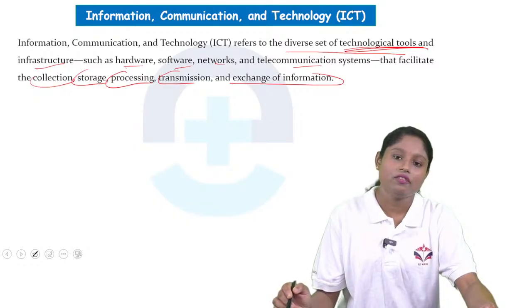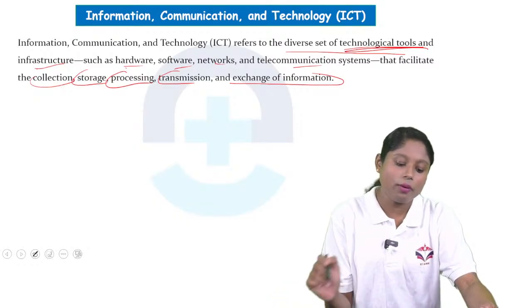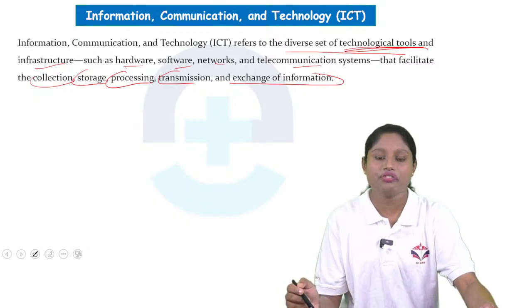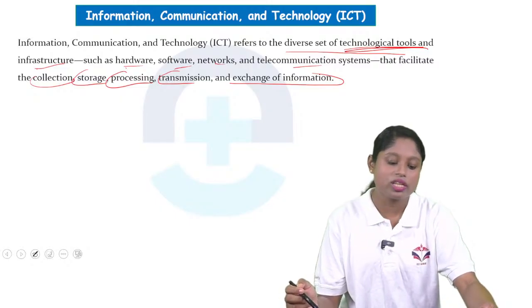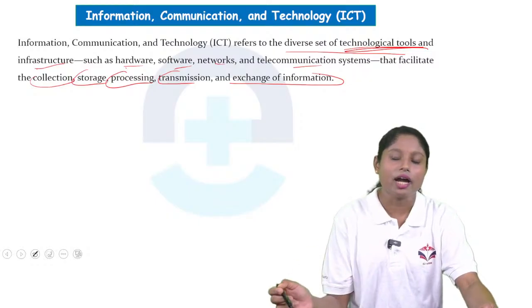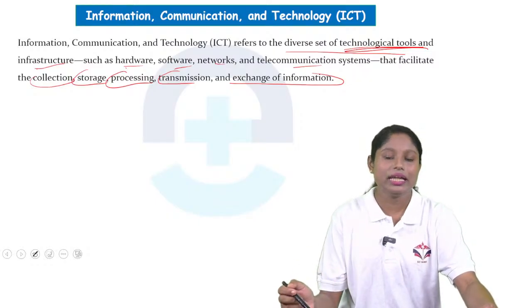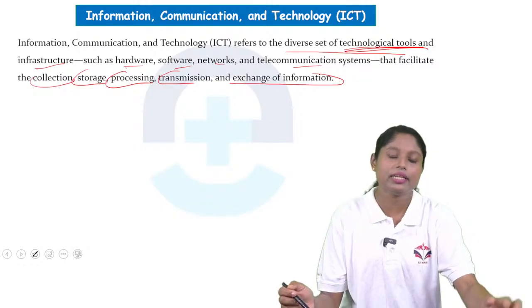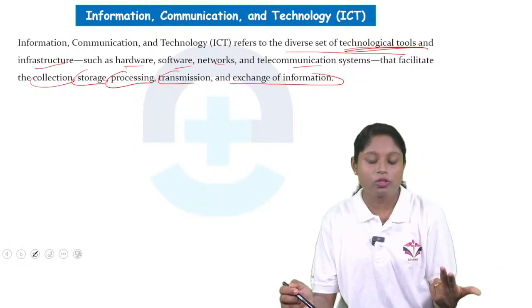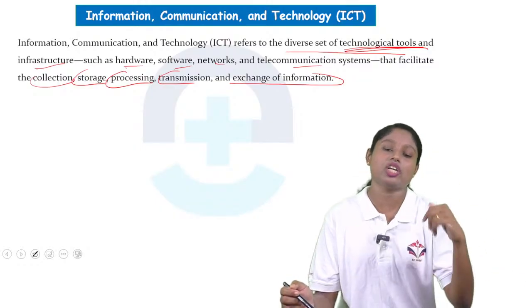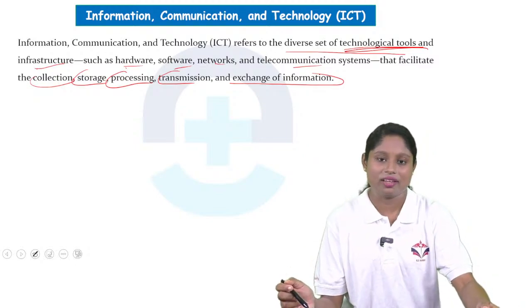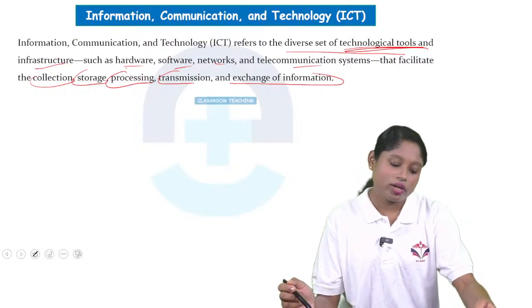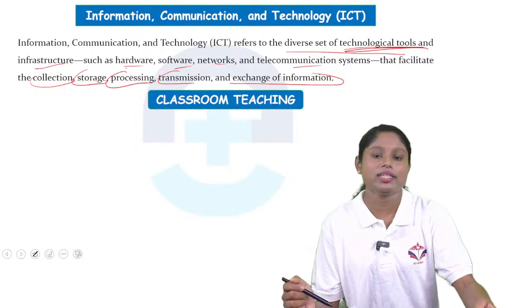So once again we will read the definition. Information communication and technology refers to the diverse set of technological tools and infrastructure such as hardware, software, networks and telecommunication systems that facilitate the collection, storage, processing, transmission and exchange of information. So that is defined as ICT. Is the definition clear? Next we will see the next definition, that is classroom teaching.